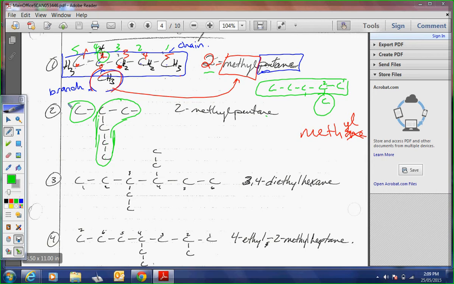Yes? What if you turn up the first one? Would that still be correct? Yes, if I went like this, yes, and I would still end up with pentane, 1, 2, 3, 4, 5, and I'd still end up with methyl, there's my methyl, and I'd still end up with 2-methyl.